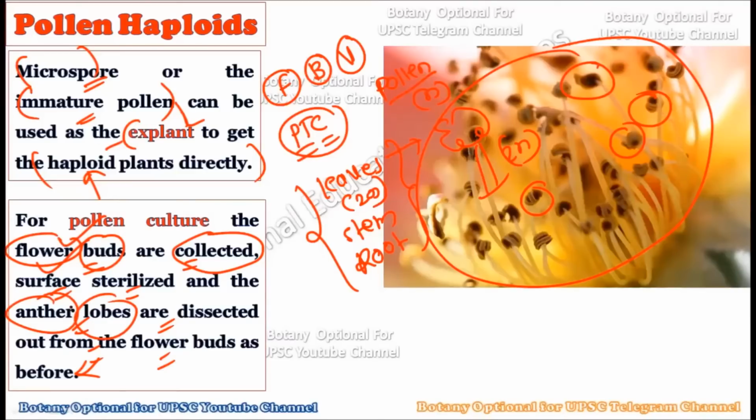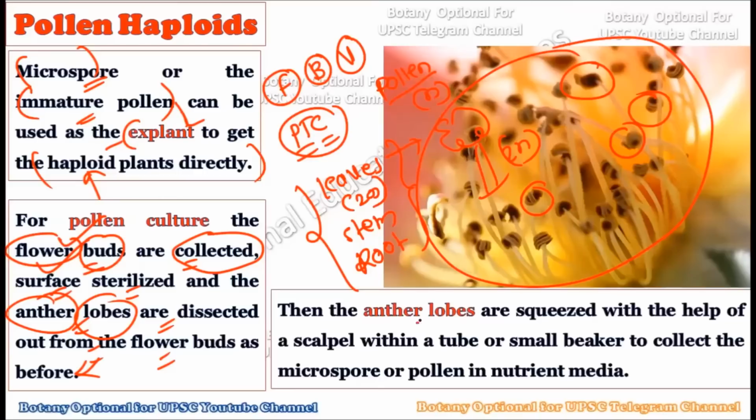Their anthers were dissected to take out the pollen grains from the inside, and they were sterilized perfectly, okay? Now once they are sterilized, then the anther lobes were squeezed with the help of the scalpel, okay? By using the scalpel, what we have to do? You have to squeeze the anther lobes within the tube or the small beaker to collect the microspores or the pollen grain in the nutrient medium.